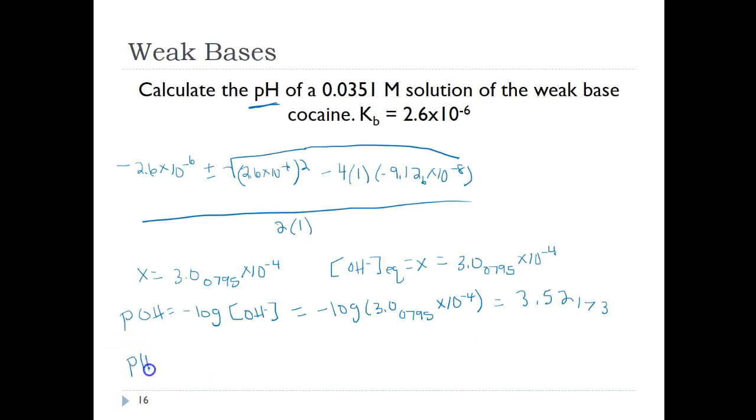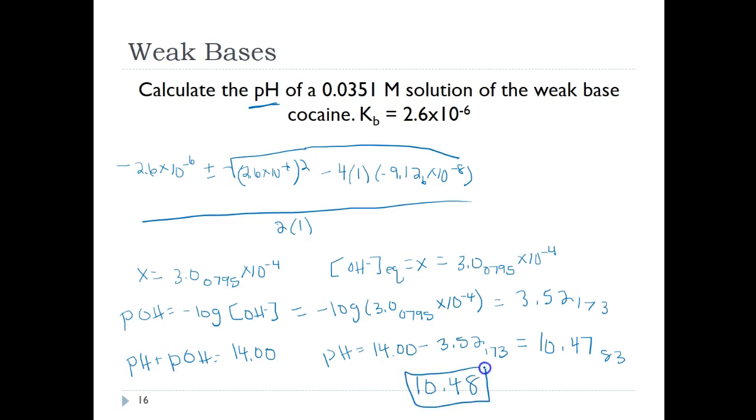Well, pH plus pOH equals 14.00. So to solve for pH, if I take 14.00 minus 3.52173, what I get is 10.4783, so 10.48 as my pH.